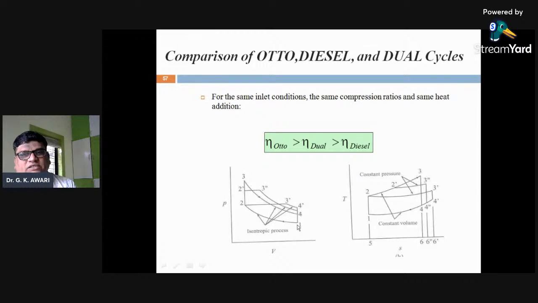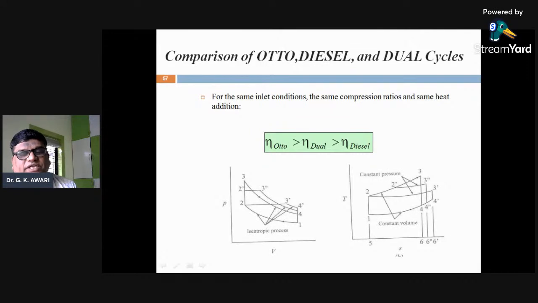And here the diesel cycle, that is 1 to 2, then 2 to 3 dash, constant pressure heat addition, 3 to 4, and then 4 to 1. Same on the temperature entropy diagram. If you look at 1 to 2, then 2 to 3, 3 dash, 3 dash to 4 dash, 4 dash to 1. Like that. 1 to 2, 2 to 2 dash, 2 dash to 3 dash, 3 double dash, 3 double dash to 4 double dash, and then 1. And 1 to 2, 2 to 3, and 3 to 4, and 4 to 1.